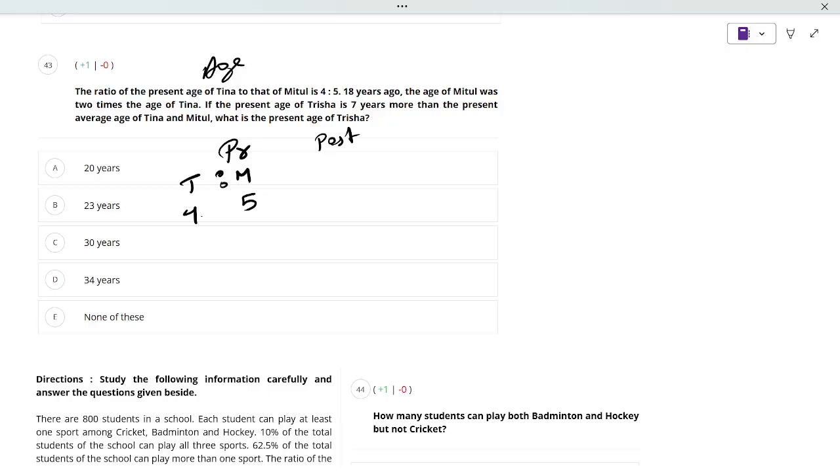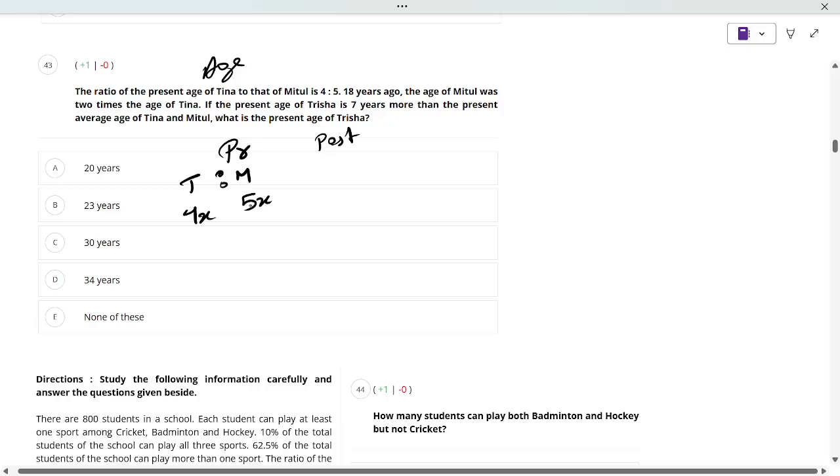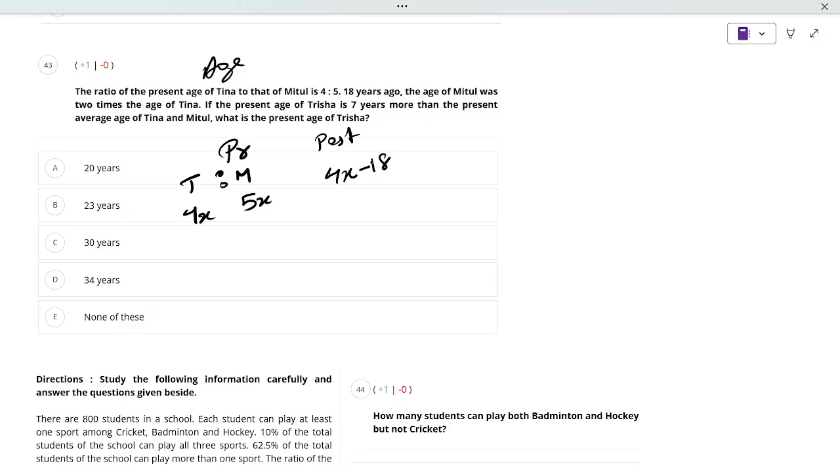So if you want to take from present to past, let's take variable x. For x minus 18, that will be Dina, and this will be Mitul. Mitul's present age is 5x, so 5x minus 18 for the past 18 years. In the question, it says the age of Mitul was 2 times that of Dina, so in order to make this equal, this will be 2 times.